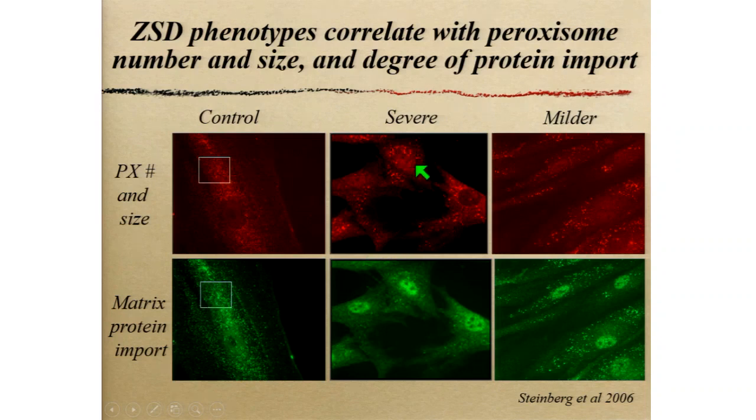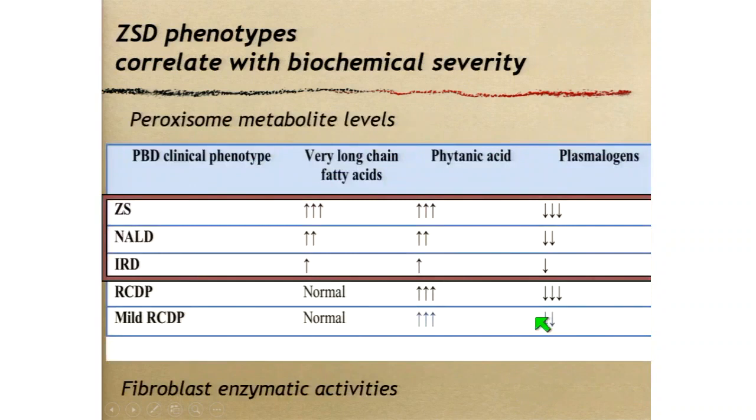In the severe disease, you see much fewer peroxisomes that are enlarged, and these have been called ghosts because in general they're not importing anything. And then in the milder cases, we see many more peroxisomes, but they're not normal size, they're enlarged, but many more of them are functional and importing. And then these phenotypes also correlate with biochemical severity to some extent.